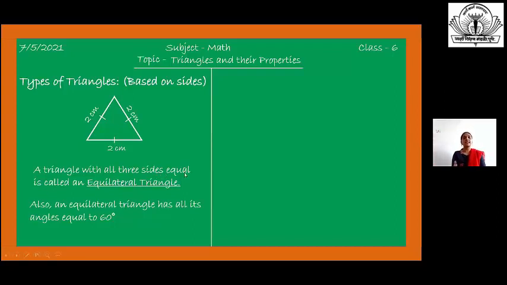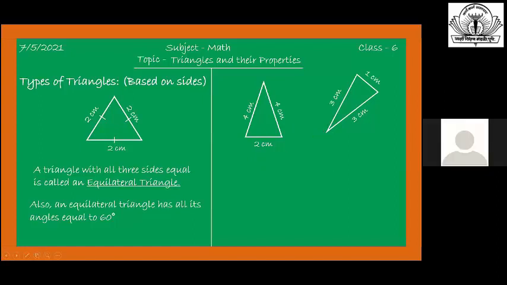Now we go to the second type of triangle. Here I have drawn two triangles again. Can you spot some similarity in the sides of these triangles? Two sides are the same, two sides are equal. Yes, very good.